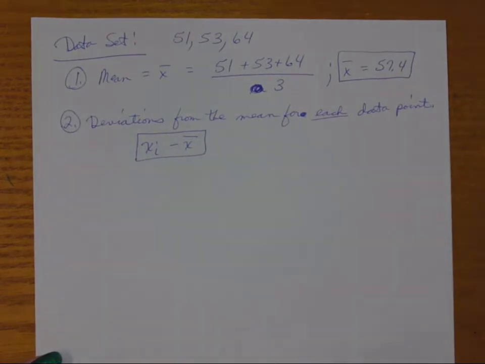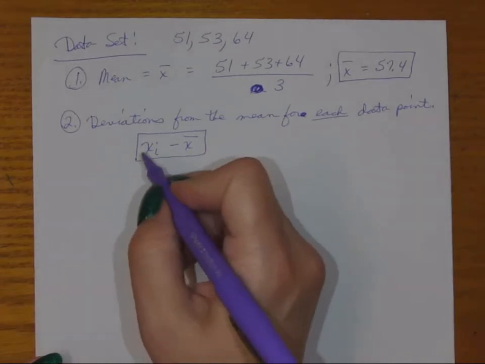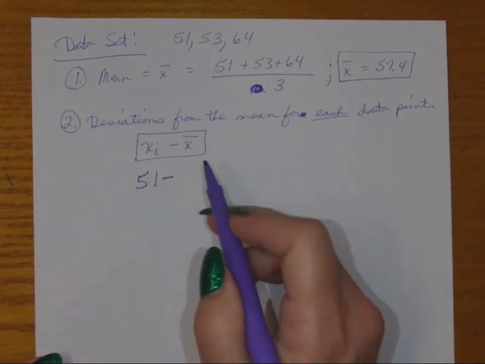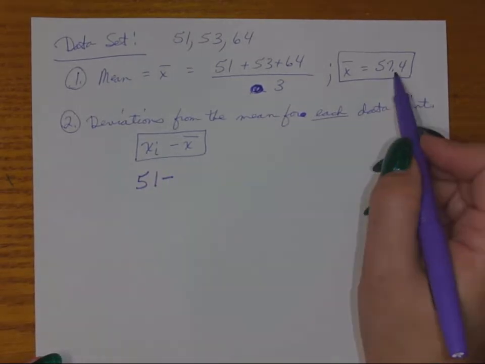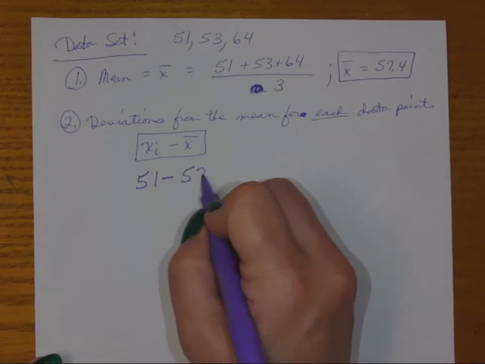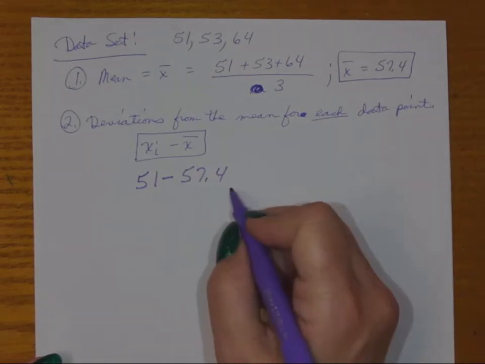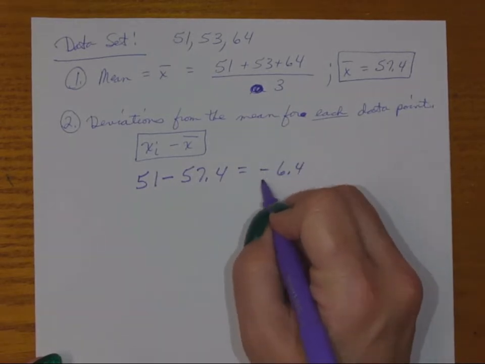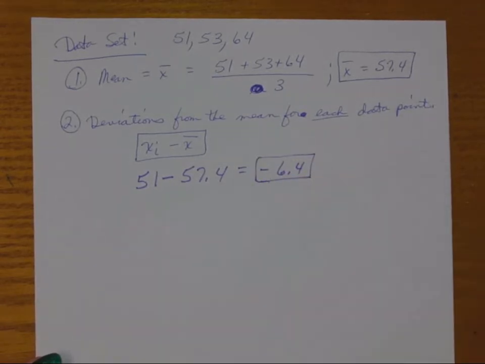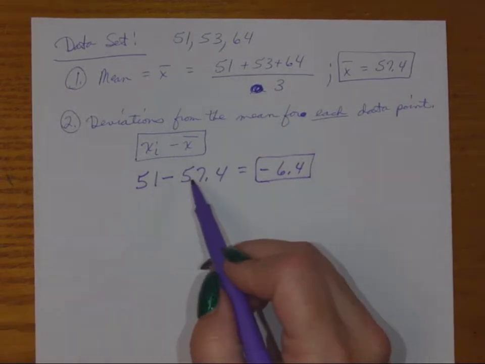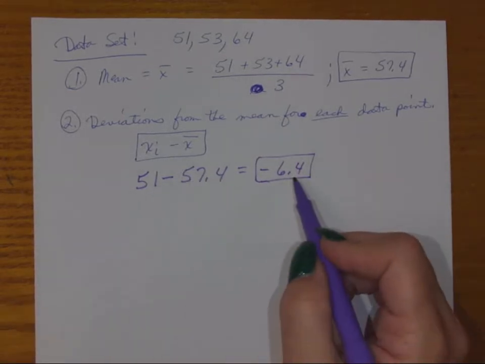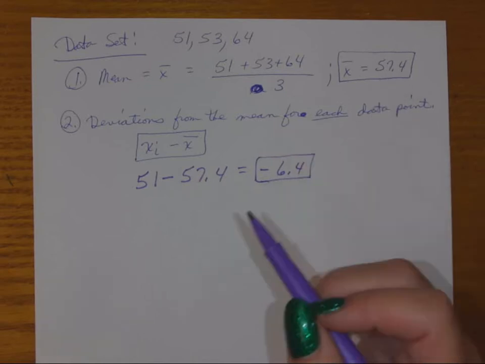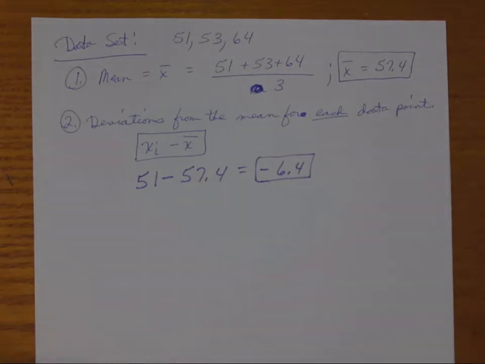So I have 3 data points. The first one is 51. So the first data point is 51 minus, what was my x bar? 57.4. When you subtract that out, you get a negative 6.4. Everybody okay with that? So how far is 51 away from the average? It's 6.4 units below the average because it's negative. Negative means below.